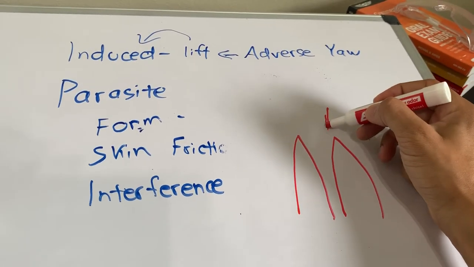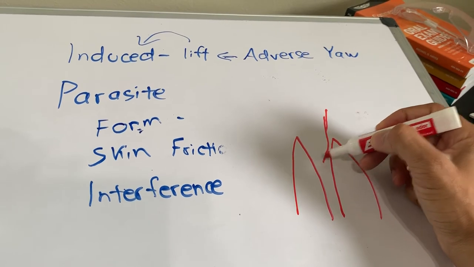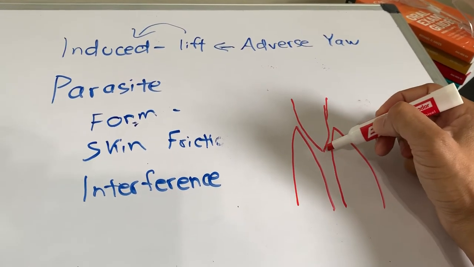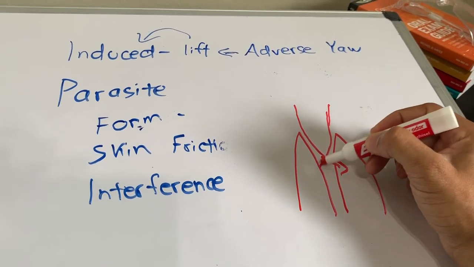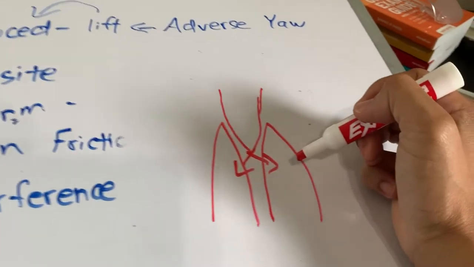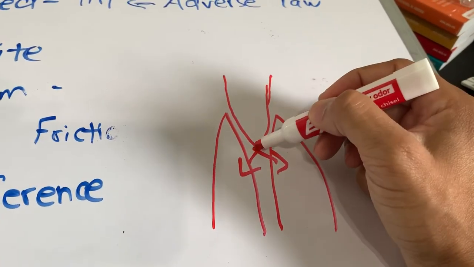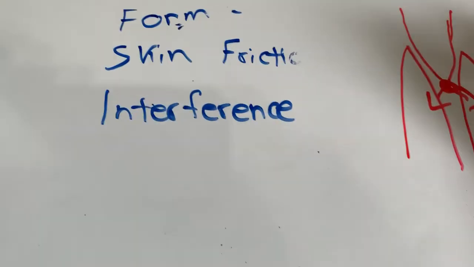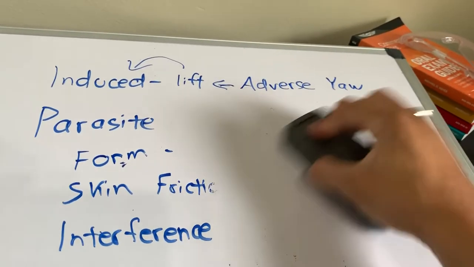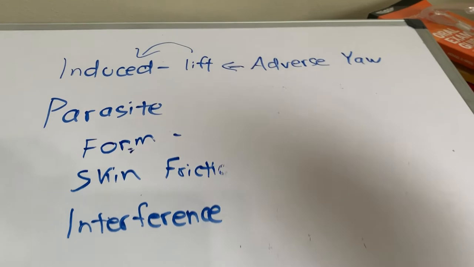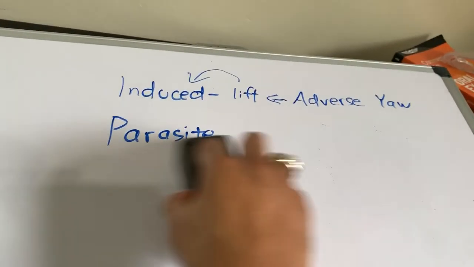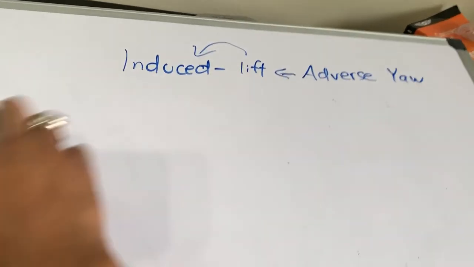and now when the air flows and wants to go this way, it's actually interfering with the airflow that wants to go that way. This wants to go this way around it, and this airflow wants to go this way around it. There's where you get some kind of interference. That's interference drag right there. And yes, it does happen where the fuselage meets the wing. However, I just don't like the way they describe this. So anyway, that's the basics of parasite drag.